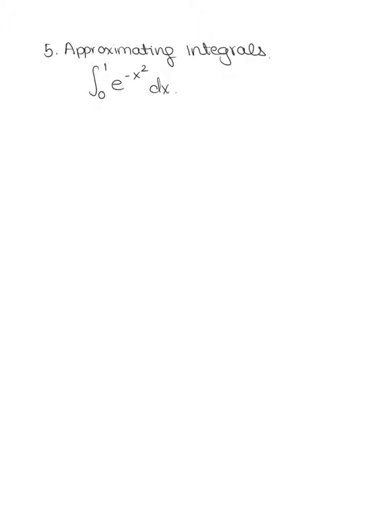Okay, so in this application of Taylor series, we're going to use Taylor series to approximate integrals. So the integral that I've written here, we know that this is a problematic one because e to the negative x squared does not have an elementary antiderivative, so we cannot evaluate it using the fundamental theorem of calculus. So how do we evaluate this or approximate it using a Taylor series or Taylor polynomials?